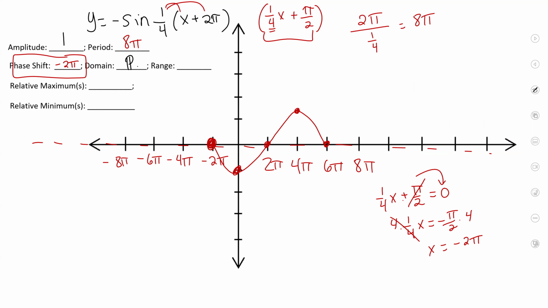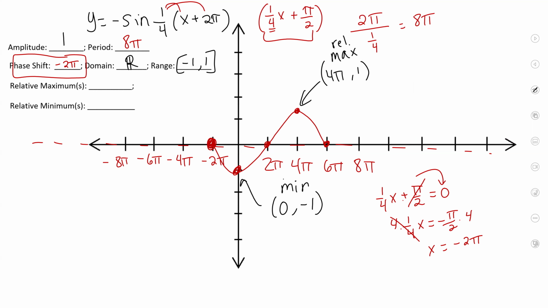Your domain is all real numbers. Your range is -1 to 1. This is your relative max at 4π, 1. And your minimum is at 0, -1. That's your relative minimum.